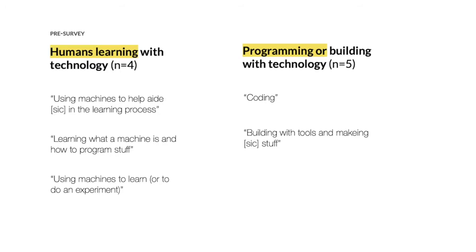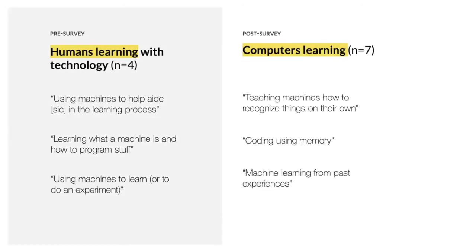But when we looked at the responses to the same question after the activity, next slide, we found that most of the children were actually able to describe machine learning as this idea of machines learning, so computers learning rather than humans learning. So they used phrases like coding using memory or machines learning from past experience. And given that this was such a short activity, I think this is a really promising start to introduce this idea of computers learning from data.